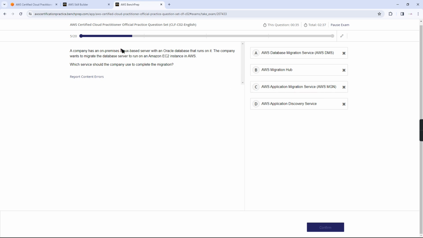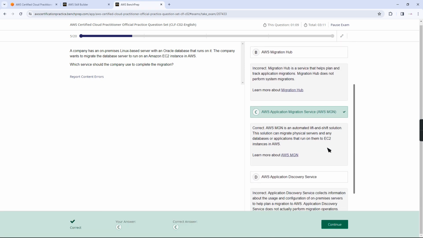But between these two, Database Migration Service and Application Migration Service, let me read it again. Linux-based server with Oracle database running on it. Okay, the company wants to migrate the database server to an Amazon EC2 instance, right? Typically DMS is used to migrate on-premises databases to databases in AWS, like Amazon RDS or Amazon Redshift or whatever. But this is not the case here. They are asking about an EC2 instance. So typically Application Migration Service can be the right choice. It's a tricky question to answer. Let's see. Yes, it's correct actually.